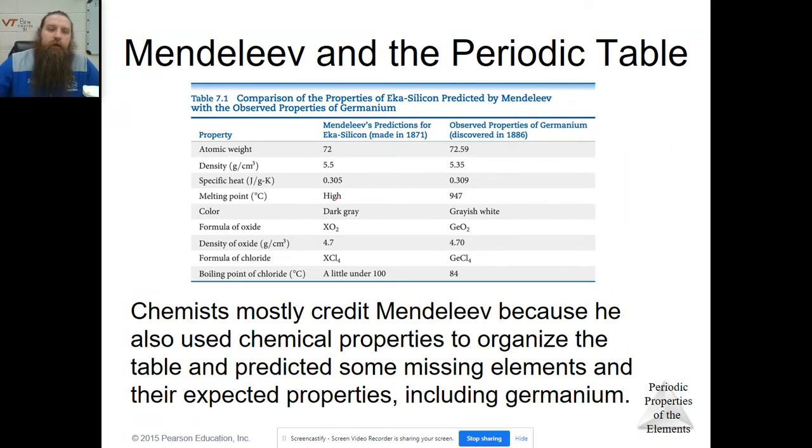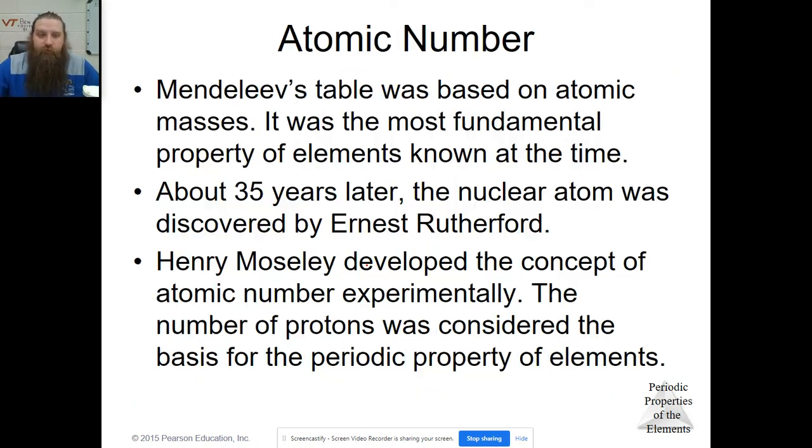He said the atomic weight for Eka silicon is going to be 72. When it was discovered, it turned out to be 72.6. The density would be 5.5, and the density turned out to be 5.35. He was pretty accurate, and he made these predictions using his knowledge of the trends.